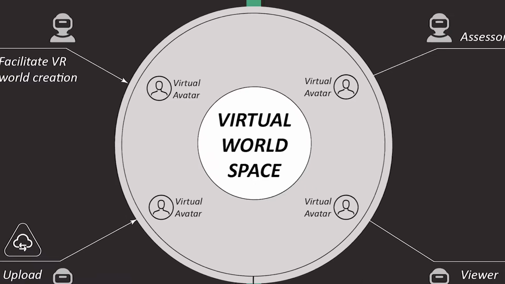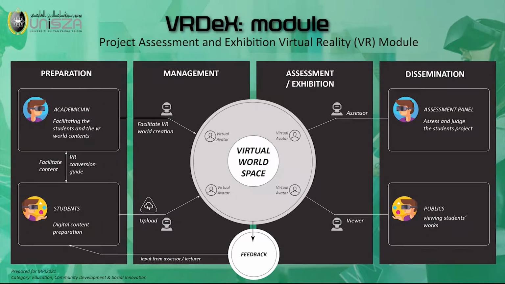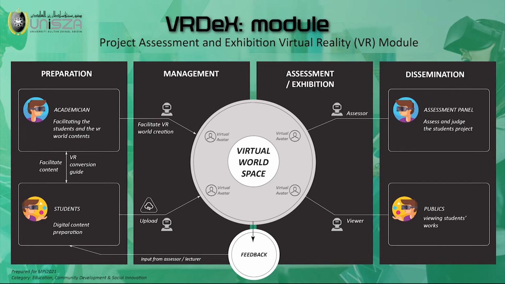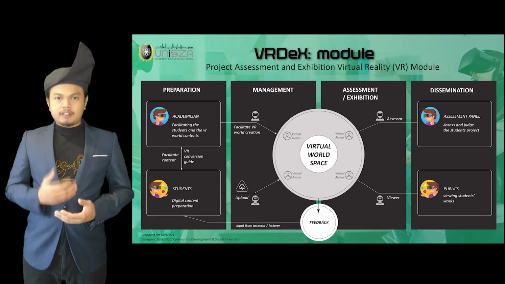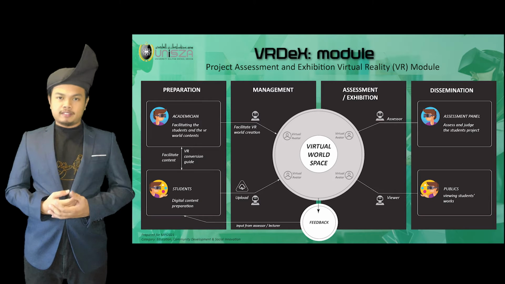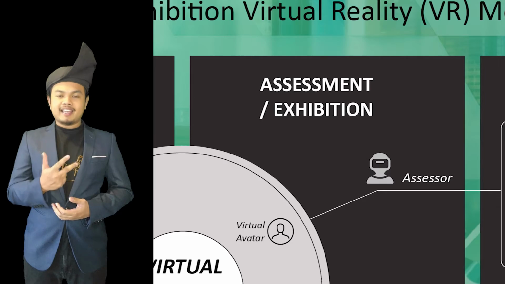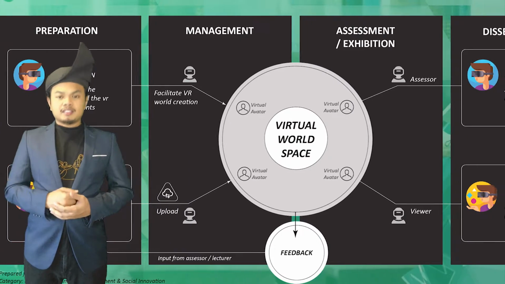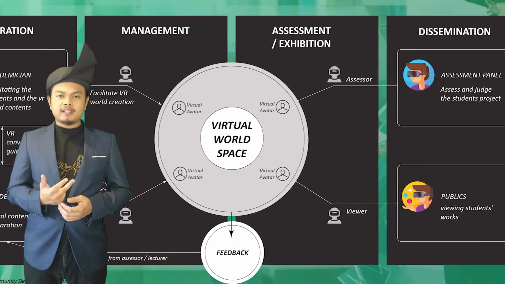Thus, based on the literature, past observation and interviews with the stakeholders, we have developed the VRDEX module. The VRDEX module is a specific guideline and flow for industrial design project assessment and exhibition, created with the idea that stakeholders can access the virtual world anywhere at any time and enable a real-life-like pitching presentation. The VRDEX module consists of 4 stages of activities: the preparation, the management, the assessment, and the dissemination. The stakeholders in this module are the students, the academician, the external judging panel, and the public.